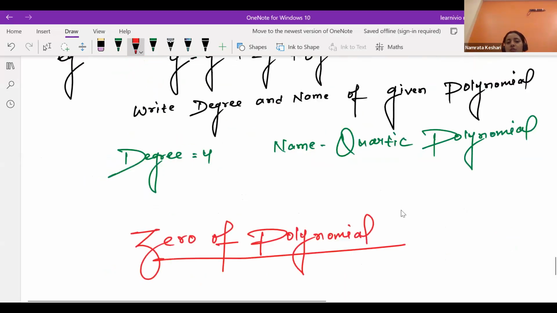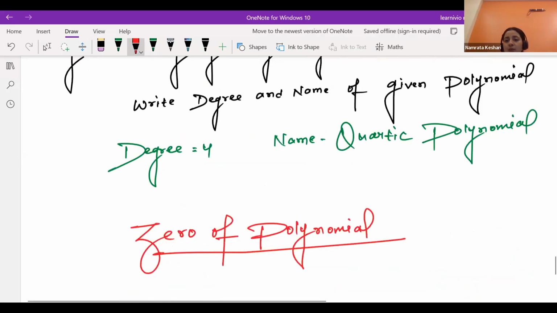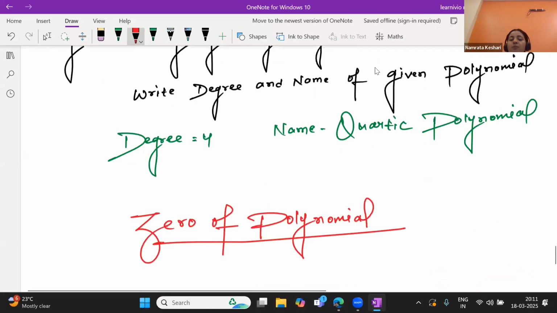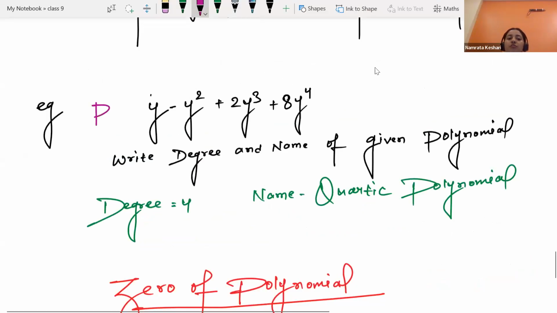Before coming to this zero of the polynomial, one more thing I must tell, that we represent our polynomial like this. P of y is equals to this. What is this? P multiplied with y in the bracket? No. I'm just saying that there is a polynomial having variable y. It's just trying to tell you that there is a polynomial, and this y means having variable y, and the polynomial is this one.